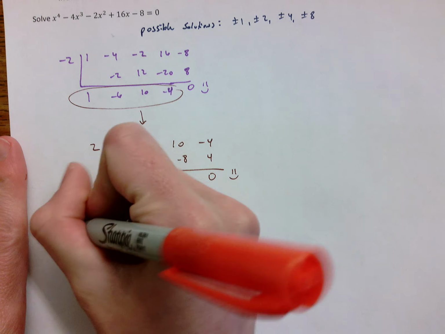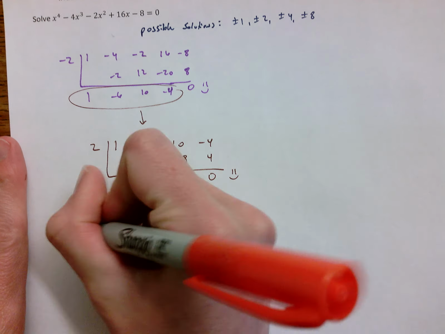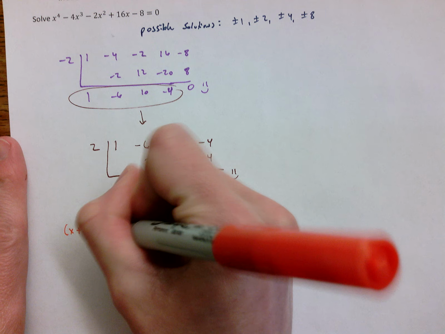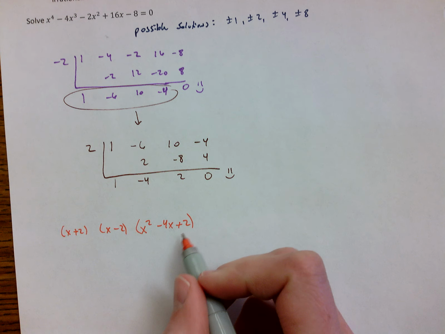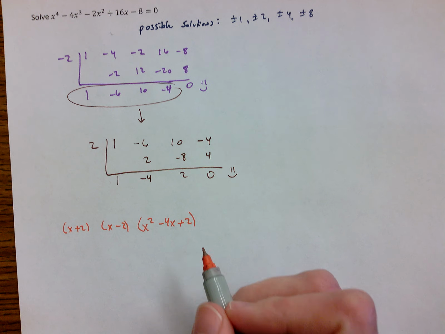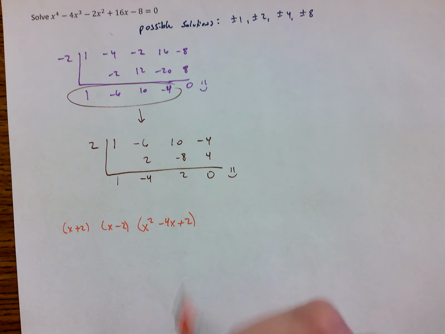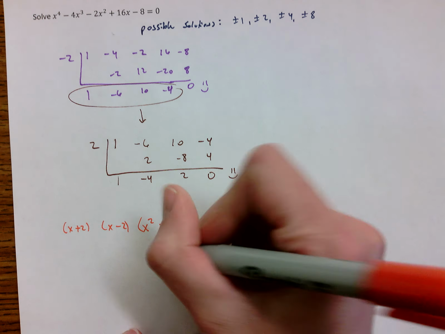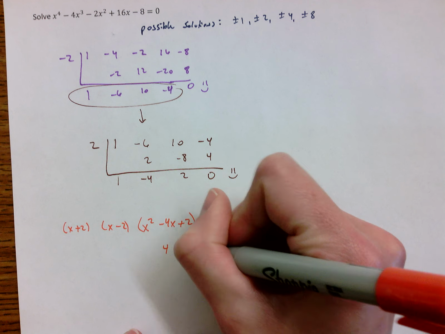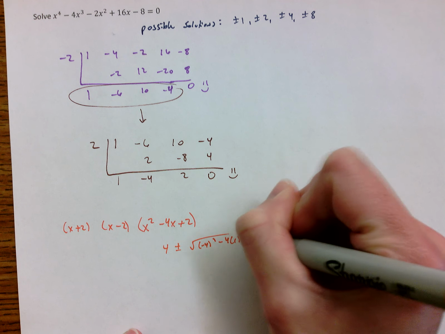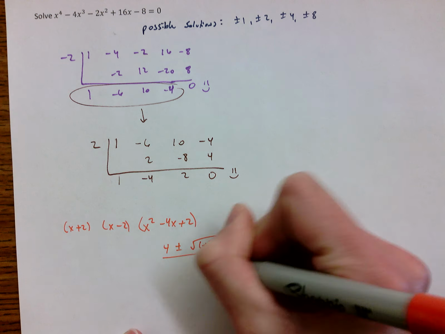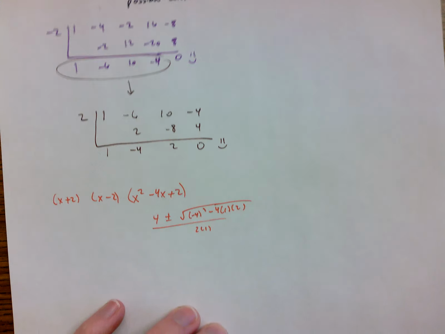So I have now factored this. I pulled out first x minus negative 2, so that's x plus 2, and then x minus 2, and now this is what's left over. This guy, let's see, 2 factors of 2 that add to negative 4. Annoyingly, there aren't any, but that's all right. I can use the quadratic formula. So 4 plus or minus the square root of negative 4 squared minus 4 times 1 times 2, all over 2 times 1.